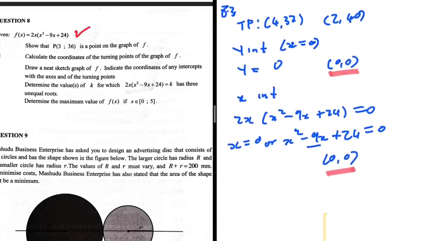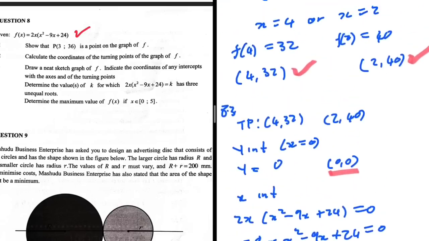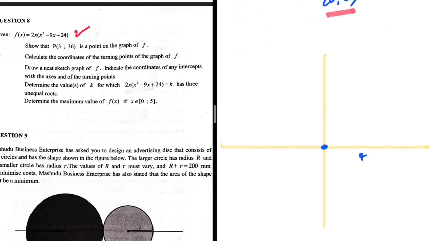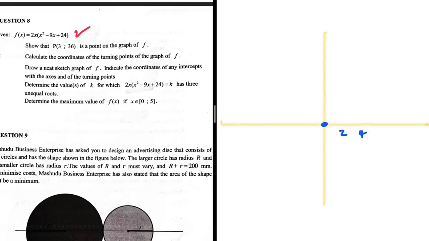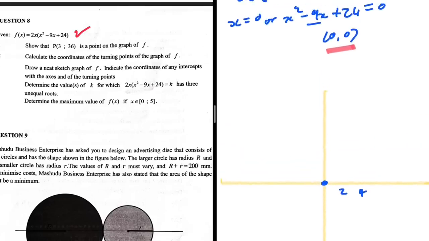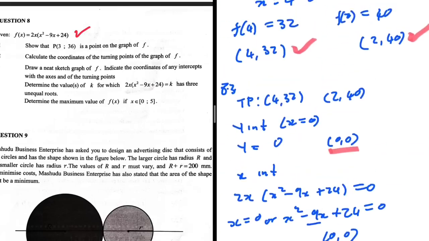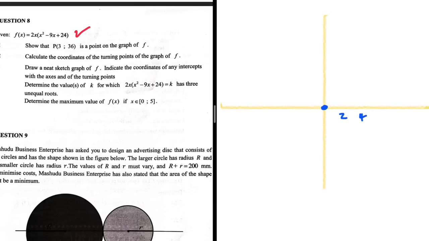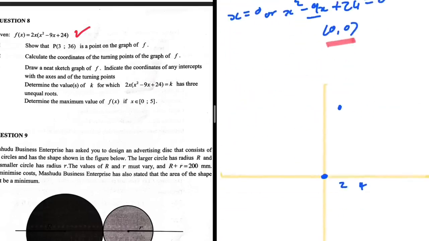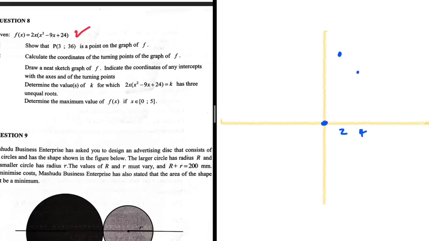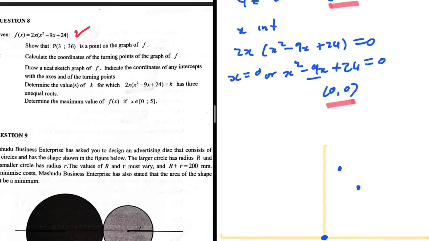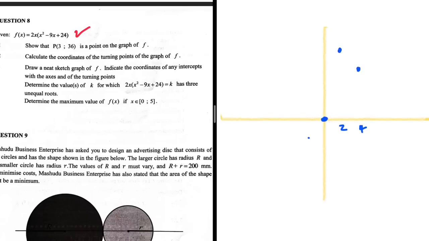And when x is equal to 2, we have a turning point of 40. Okay, so let's find that. 2 goes with 40, so 2 and 40 can be somewhere here. And then 4 goes with 32, so let's put it somewhere here. Okay, and then what else are we looking for? I think that is actually all.